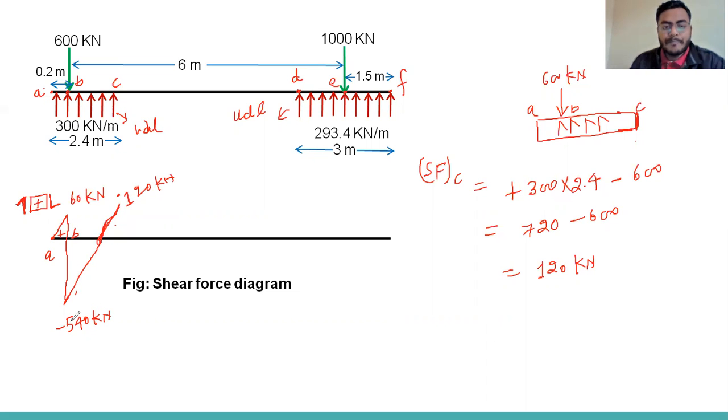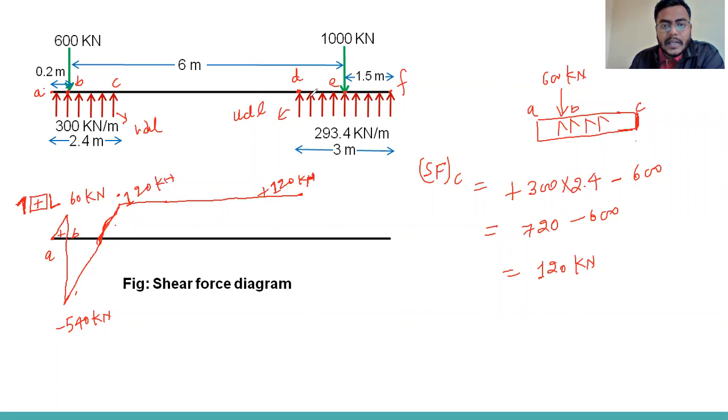Okay, now you will see there is no force in between C to D, so shear force will be constant. So at D point also we will find shear force 120 kilonewton, that is positive.